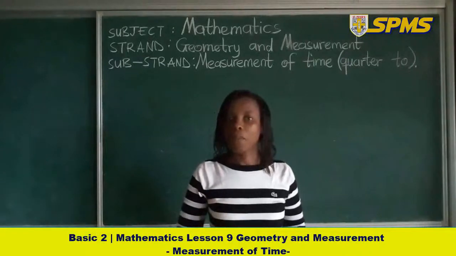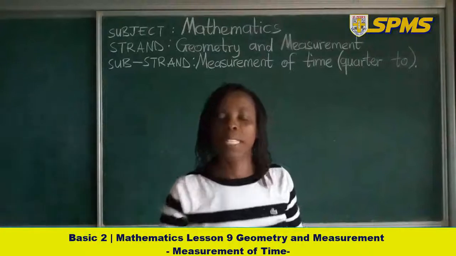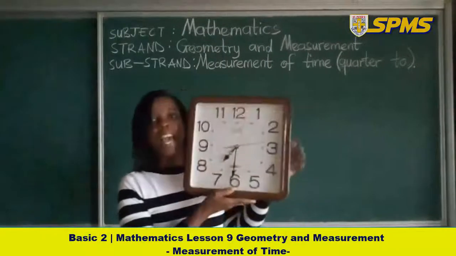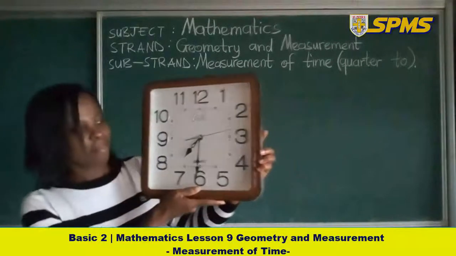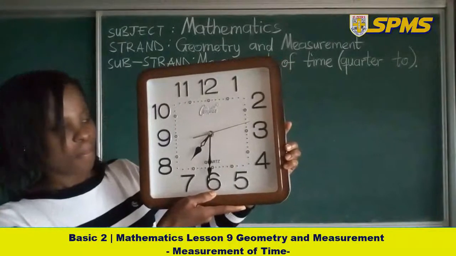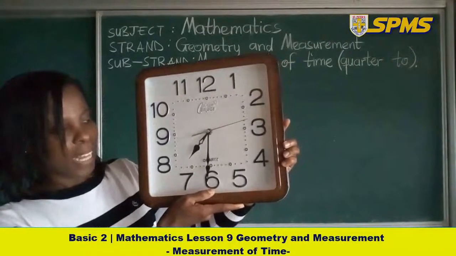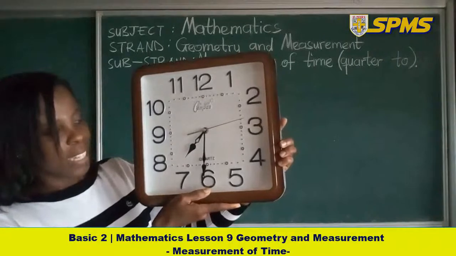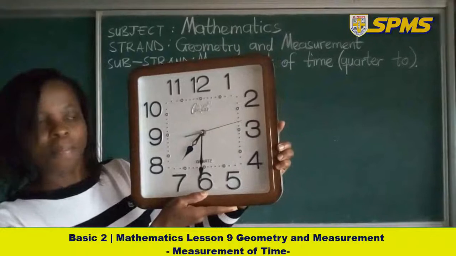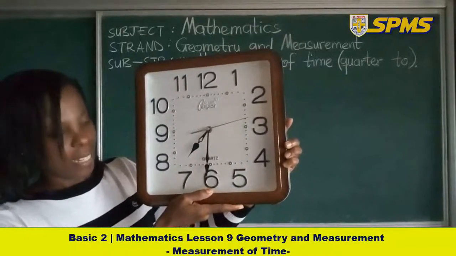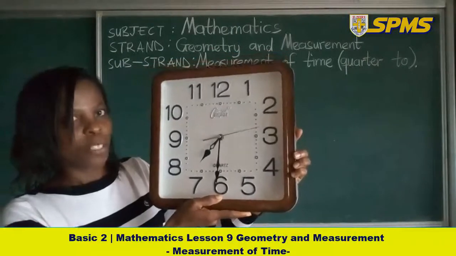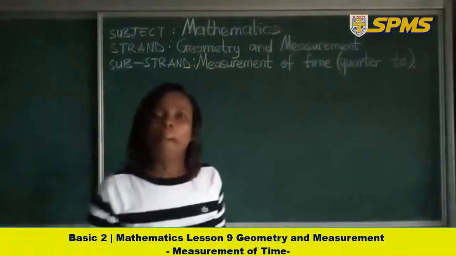Let's try one example to refresh our memory on what we learned the other time. I have my analog clock here. Can you tell the time? The minute hand is on 6. The hour hand has moved a little bit from 6. So what says the time? Half past 7, or 7:30. Good.